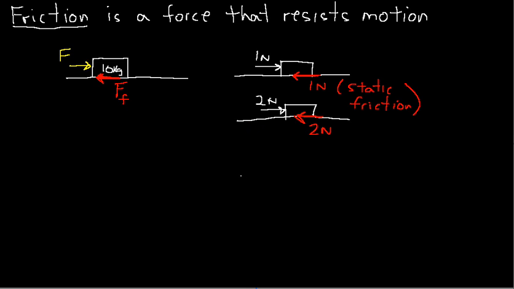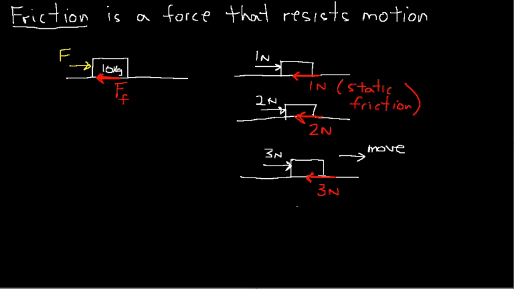But then, over here, I apply a force of 3 newtons and something happens. The box starts to move. And just as it starts to move, friction resists me at 3 newtons, and then it gives way, and now the box starts to go. So now the box starts to finally move.